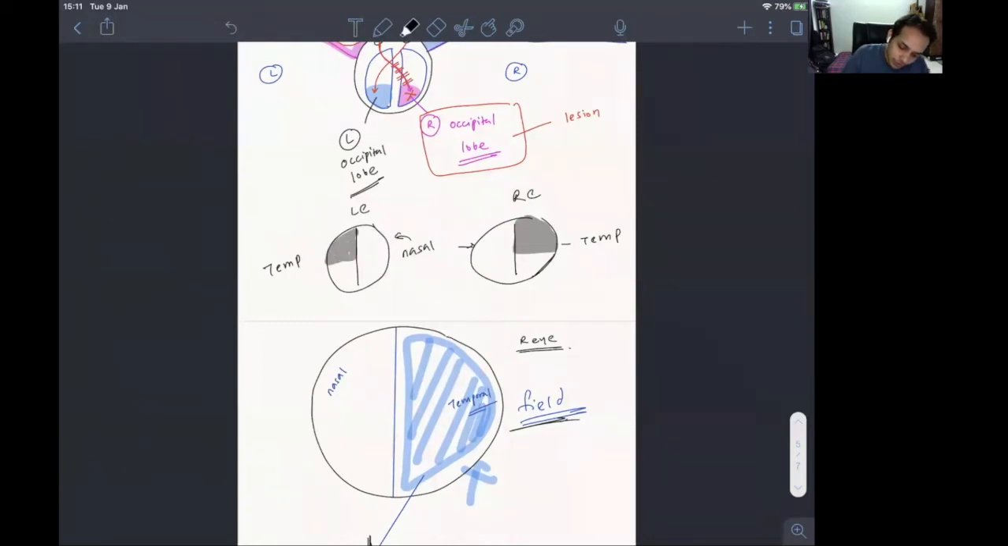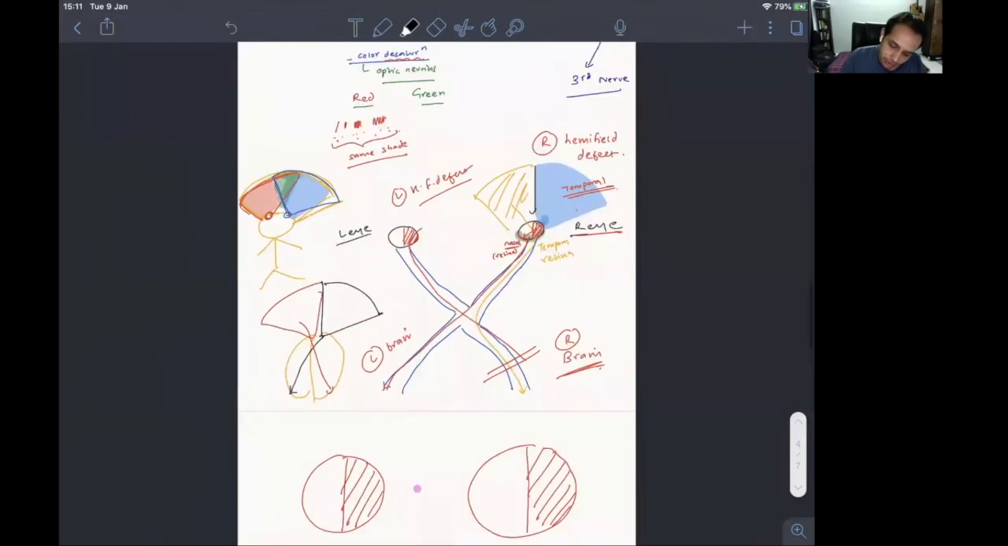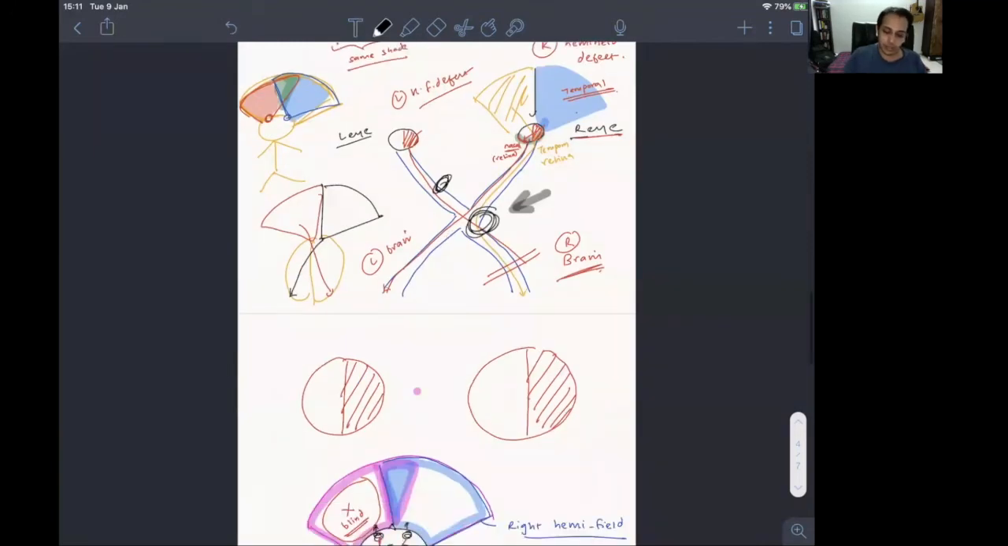So each one of these different types of field defects will have a different cause. And for that, you need to know the anatomy of the optic nerve really well, because suppose there is a lesion here, then there'll be a different field defect. Suppose there's a lesion here, then it'll be a different field defect. So anywhere where there is a lesion, depending on which nerve fibers that lesion is compressing, there will be a field defect. That is why examining the field properly is very, very important.